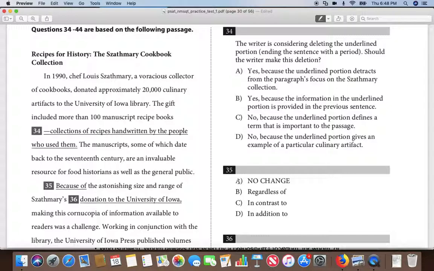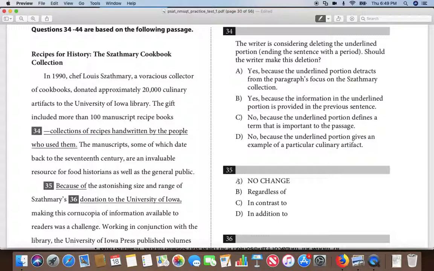Collections written by people who used them. Not really. No, not really A or B, right? Yeah, I think he should not delete it then. We've got to look at C and D, right? Does that make sense? Why? I always start with your first instinct, but if you read the answer choices and they don't satisfactorily explain why something should be added or taken away, then look at the other two, right? And I think we have to look at C and D now.